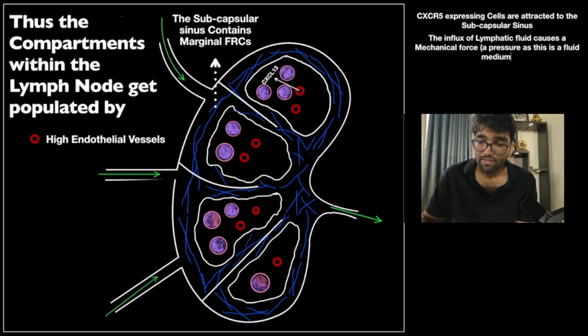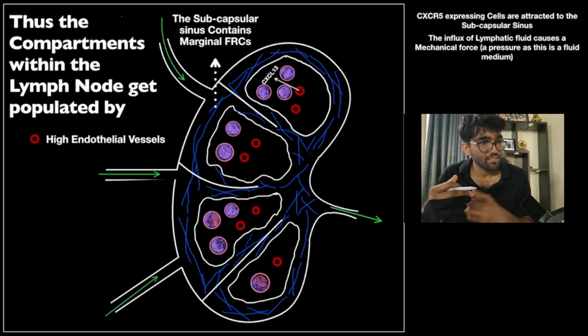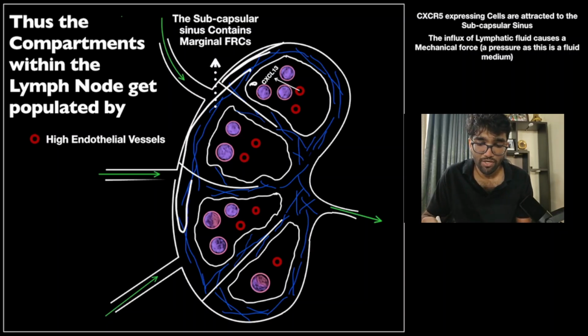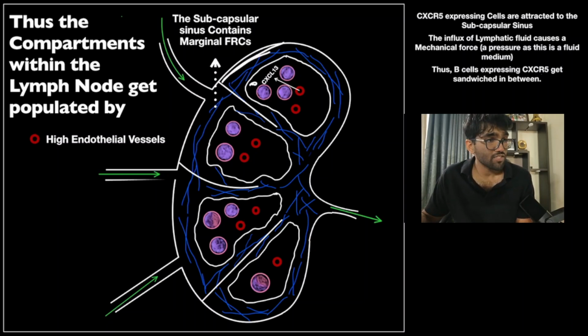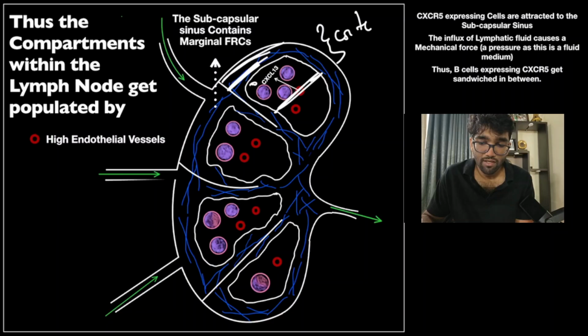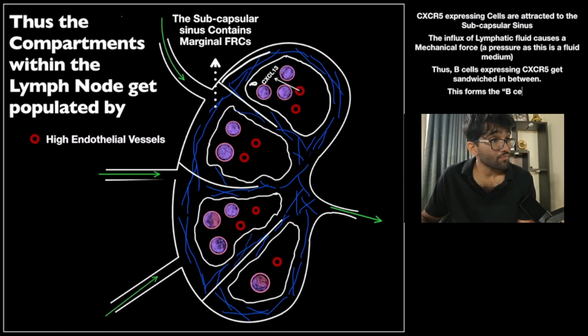The influx of lymphatic fluid causes a mechanical force, that is a pressure, since this is a fluid medium. That is what actually results in a separation of these cells from the subcapsular sinus and this potential space containing fluid, which is called the subcapsular sinus. Thus, B cells, which are the cells which express CXCR5, get sandwiched between this fluid here and your T cell zone. So B cells primarily are located within the cortex of the lymph node, and that is what we call the cortex of the lymph node. Now, this forms the B cell zone or the cortex of the lymph node.